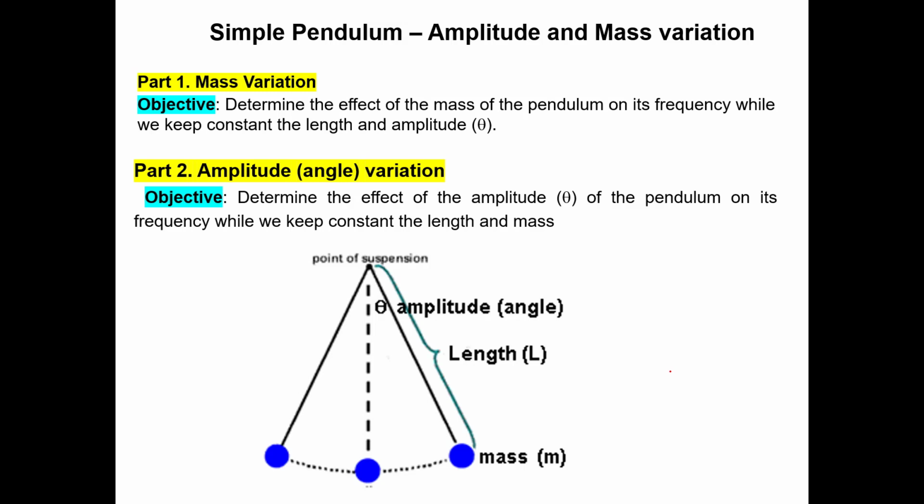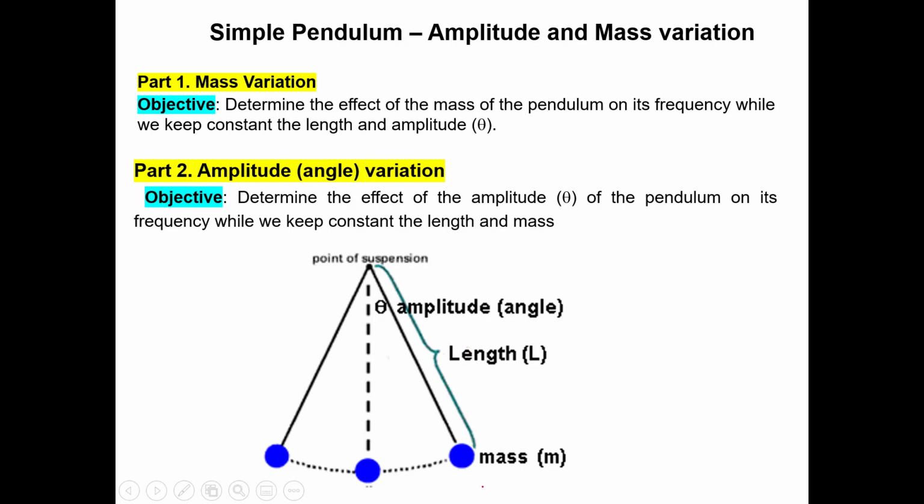Then what we are going to do in the first part is find the effect of the mass of the pendulum, if we keep constant the length of the pendulum and the amplitude, the angle, the distance from the equilibrium position. The way we will control the distance from the equilibrium position is using the angle. In the first part, we will keep constant the amplitude and the length, but we will change the mass.